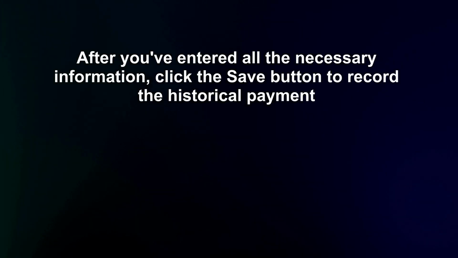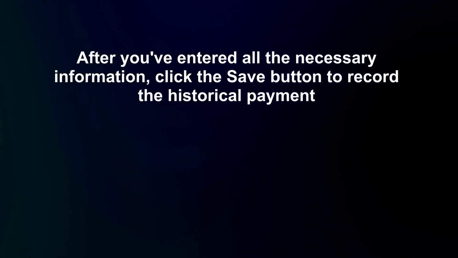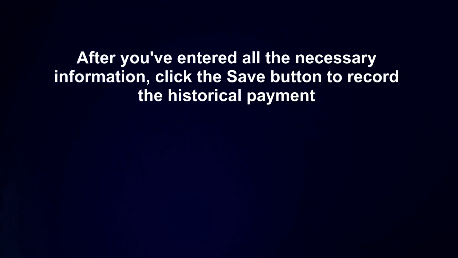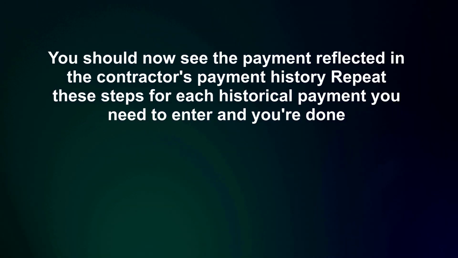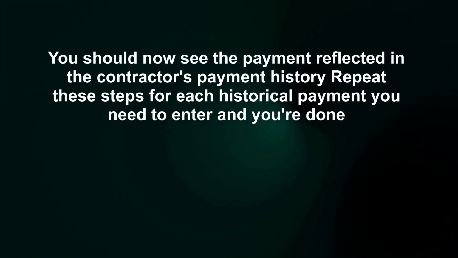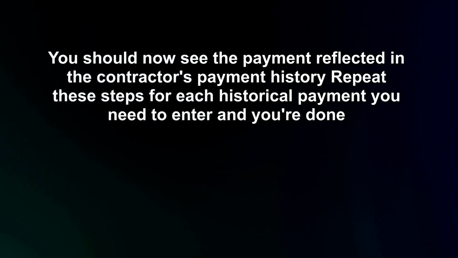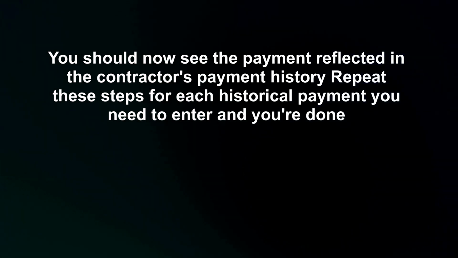After you've entered all the necessary information, click the Save button to record the historical payment. You should now see the payment reflected in the contractor's payment history. Repeat these steps for each historical payment you need to enter and you're done.